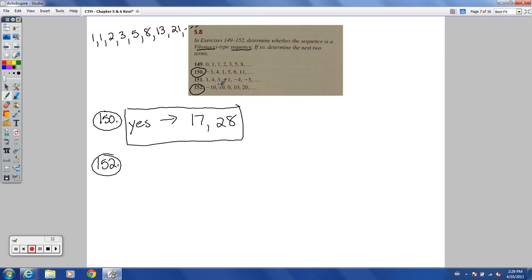152, let's see, does it hold? Negative 10 plus 10, that's 0. So you might be tempted to say, oh, yep, it holds, we're good. But let's see if it works out. 10 plus 0, does that equal 10? 0 plus 10, does that equal 20? No, this number actually should be a 10. And so if that was a Fibonacci type sequence, because that didn't work out, we would say no. And so this one, we don't have to figure out the next two terms because it's not a Fibonacci type sequence.